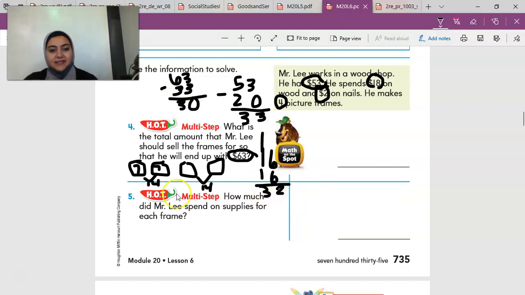So he needs to sell each one of these frames for about $8. He needs to sell them for $8. That was kind of a hard one. I'm not really sure if you understood that or not. So let's watch Professor Berger and see if he can help.